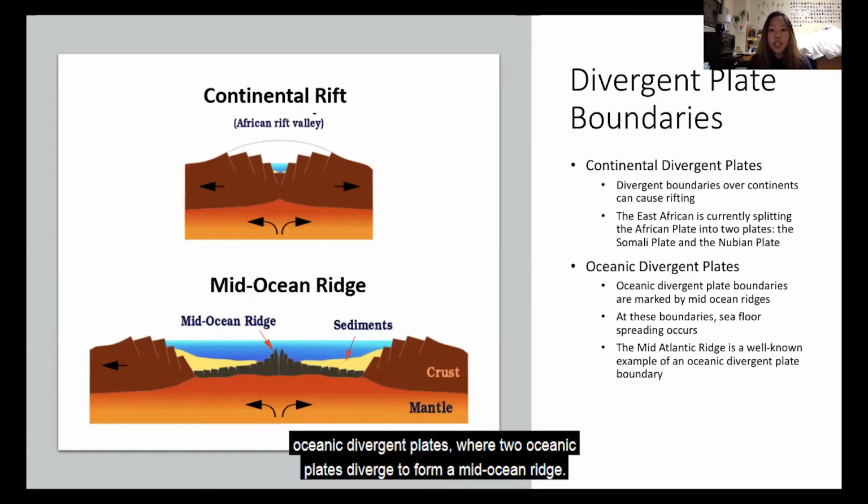We also have oceanic-oceanic divergent plates, where two oceanic plates diverge to form a mid-ocean ridge. At these boundaries, seafloor spreading occurs as plates spread apart and new oceanic lithosphere comes in between. For example, you may know the Mid-Atlantic Ridge. For both of these divergent plate boundaries, you could tell where it starts because the newer rock is always in the center, and as you go outwards from the boundaries, the rock gets older and older.